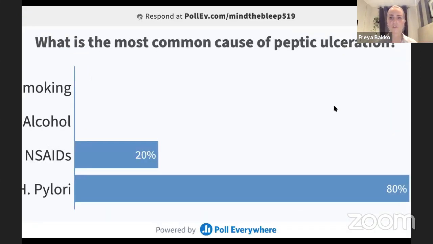So the most common cause of peptic ulceration is, as most of you rightly said, H. pylori. This causes about 90% of duodenal ulcers, as mentioned, and 70% of gastric ulcers.